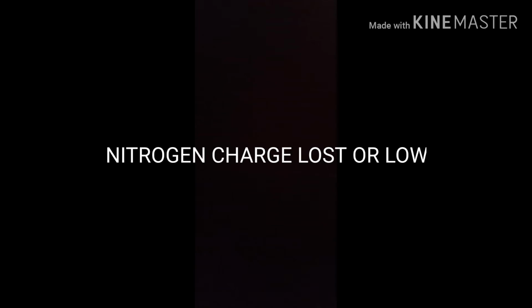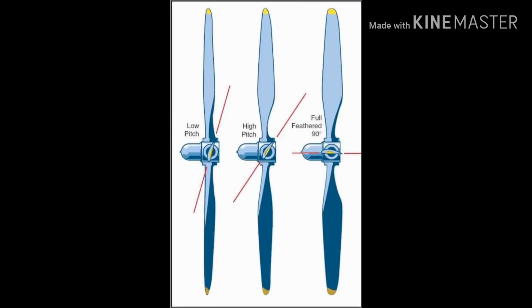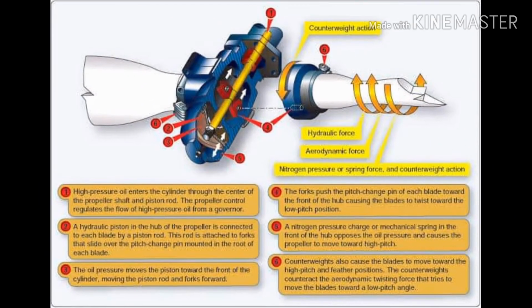Nitrogen charge loss or low. On propellers that use an air charge to assist in moving the propeller to high pitch or low RPM and feather, a low or lost air charge may prevent the propeller from feathering altogether. So the first cause of nitrogen charge loss or low is air leak or air bleed.